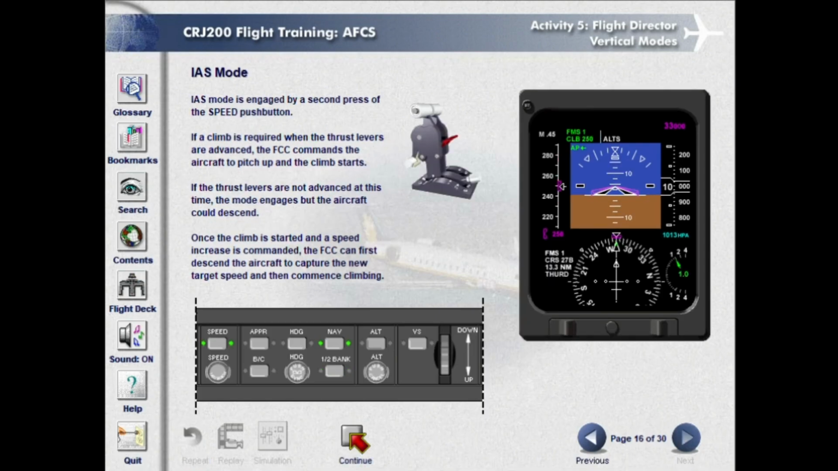Indicated airspeed mode. IAS mode is engaged by a second press of the speed push button. If a climb is required when the thrust levers are advanced, the FCC commands the aircraft to pitch up and the climb starts. If the thrust levers are not advanced at this time, the mode engages but the aircraft could descend. Once the climb is started and a speed increase is commanded, the FCC can first descend the aircraft to capture the new target speed and then commence climbing.